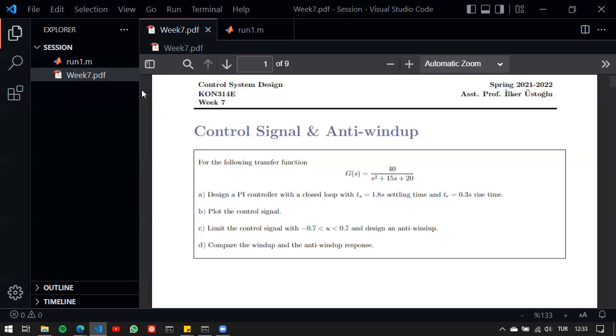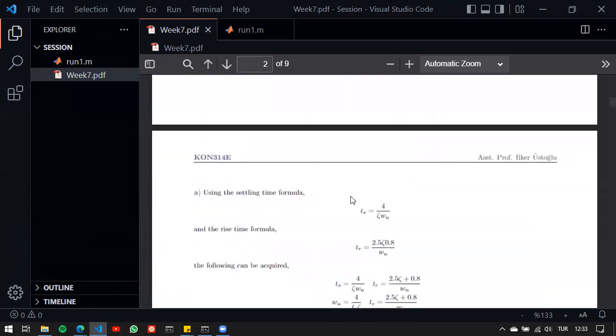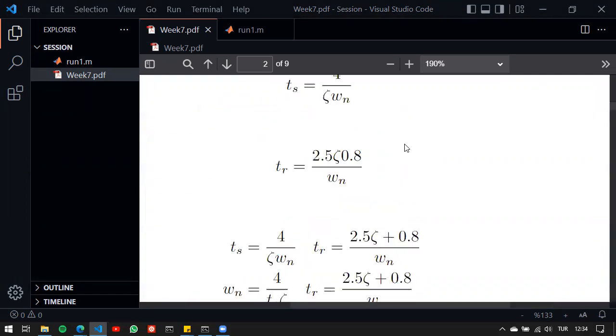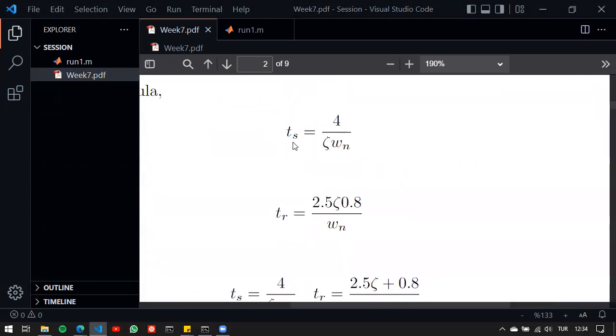Now, I've mentioned the rise time and peak time previously. So I'm just going to show you the first part because that's not really the focus here. So we have the settling time formula. Maybe I might zoom in a little bit. So we have the settling time formula, which is already well known. And here's a typo. Here should be a plus, 2.5 times zeta plus 0.8. And then this is the rise time formula, the first order approximation of the rise time formula.